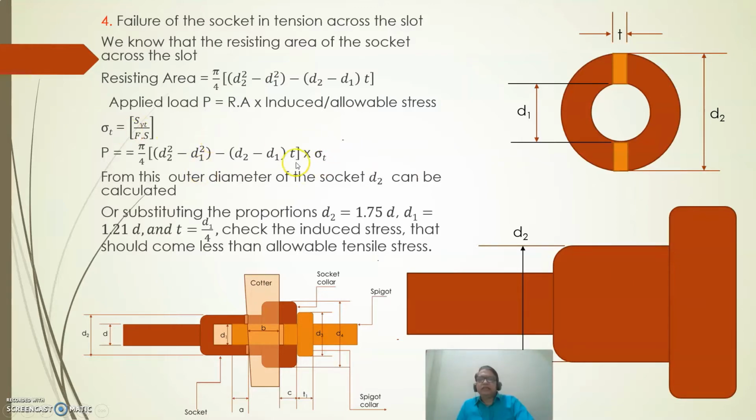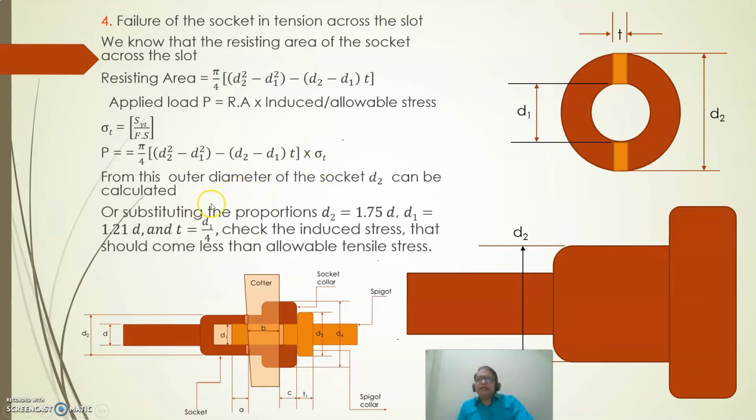provided you are taking directly sigma t, or if you know the proportions. What are the proportions you are knowing? d2 is equal to 1.75 d, because d you have already calculated, and d1 is equal to 1.21 d, and d is equal to d1 upon 4, or it is 0.31 times the diameter.